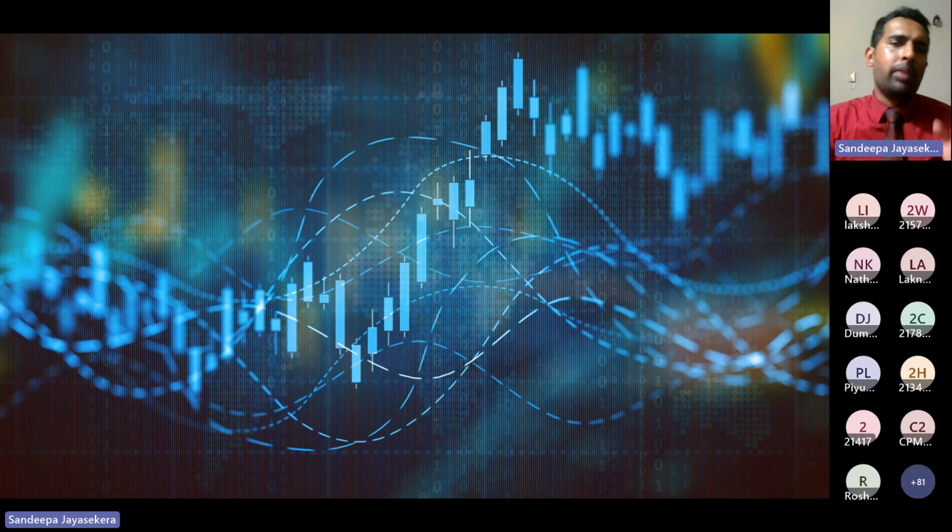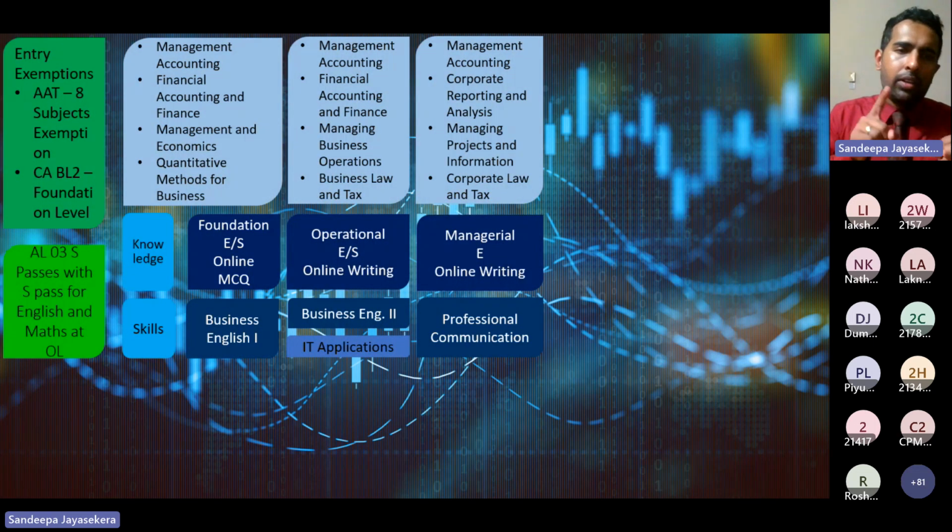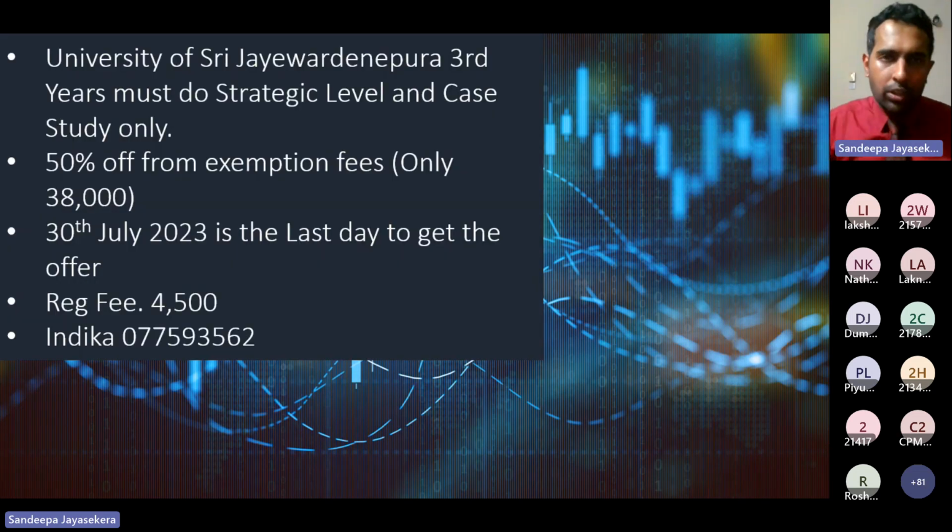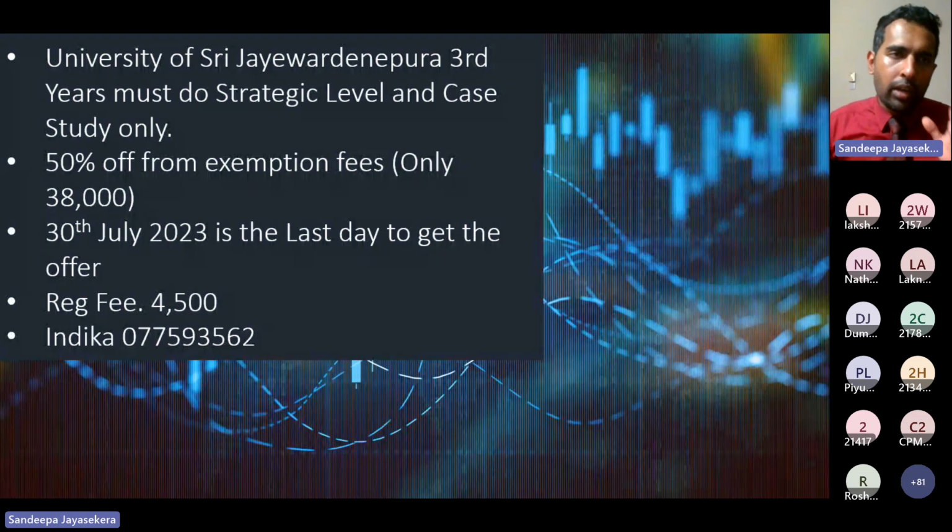So when it comes to CMA, the foundation level, the operation level, the managerial level, all these are exempted for you all, right? So you are University of Sri Jayewardenepura students, you have already completed your second year and now you are in the third year. So you can straight away go to the strategic level and the case study. So you are done with CMA, right? Especially if somebody wants to become a management accountant, somebody wants to become a CEO, definitely you need to have the management accounting qualification as well.